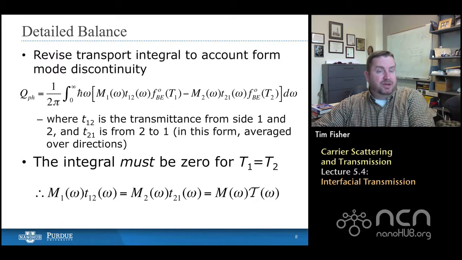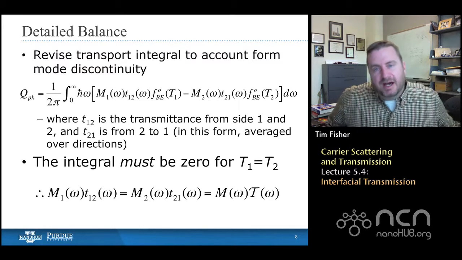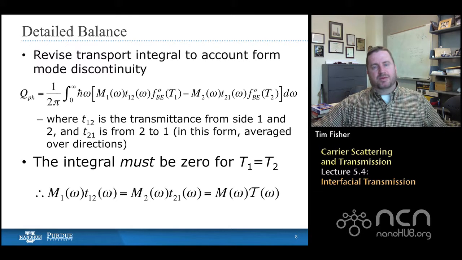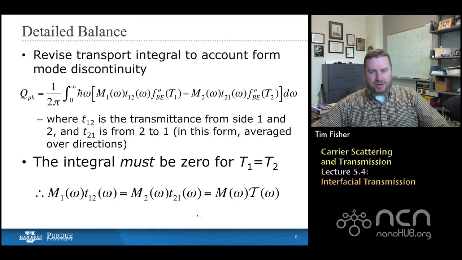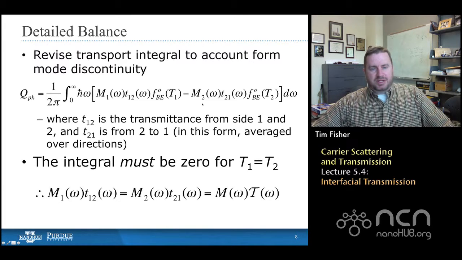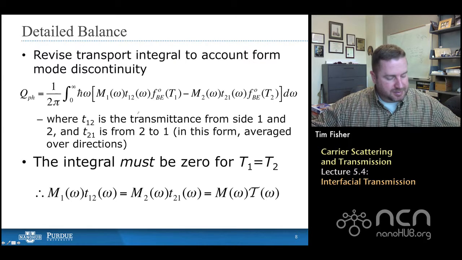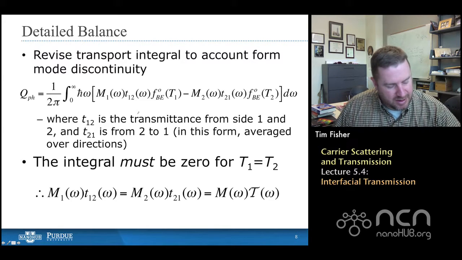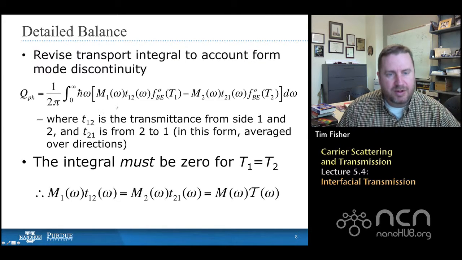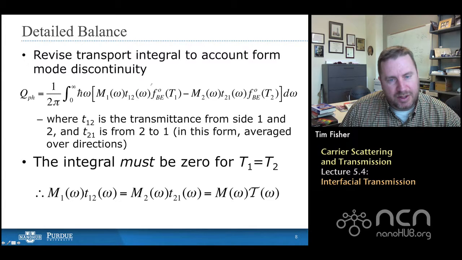The other thing we need to make sure that we do is to conserve energy, make sure that we're not adding more carriers than can exist. And so we're going to revise our transport integral to account for this mode discontinuity. When we do that, we'll take the mode number and the transmittance from 1 to 2 will give us the mode number in region 1 of the device, shown on the last slide.